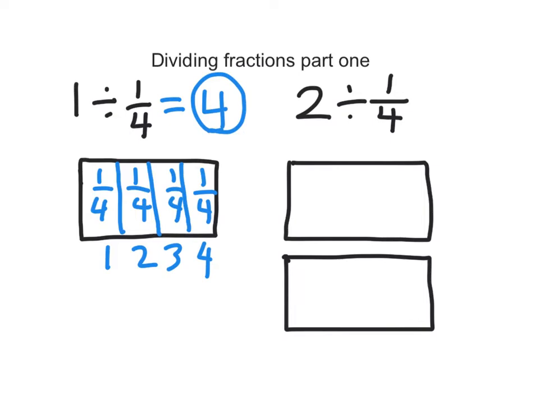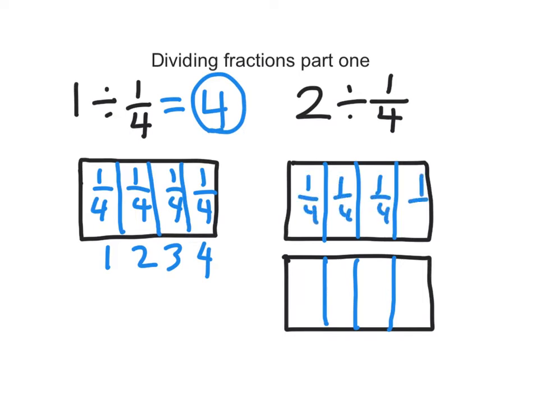We have 2 divided by 1/4. All right, so if I have 2 and I divide by 1/4, how many equal parts will we end up with? Well, if you said 8, you would be correct, because each would have 4 equal parts, and there's 2 whole amounts being divided up. So that equals a total of 8 equal 1/4 parts.